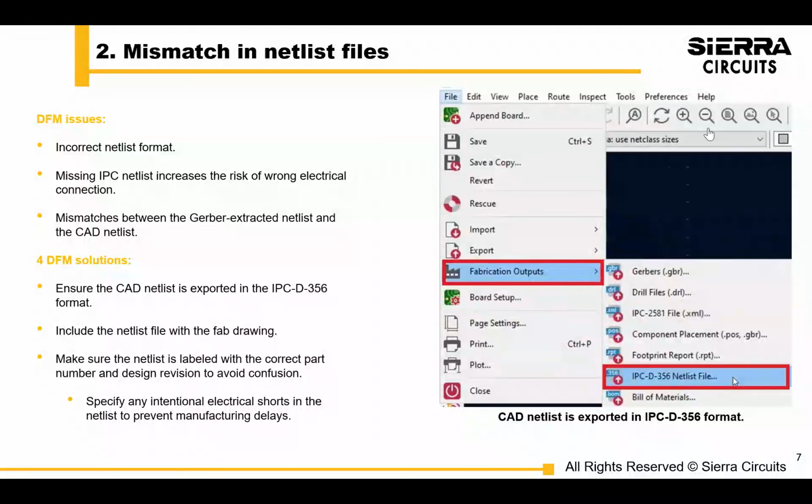And if you have any issues with your netlist, or don't supply a netlist, we're not testing to your schematic. We're still testing, but we're really only checking to what the Gerber data is, which can be wrong.